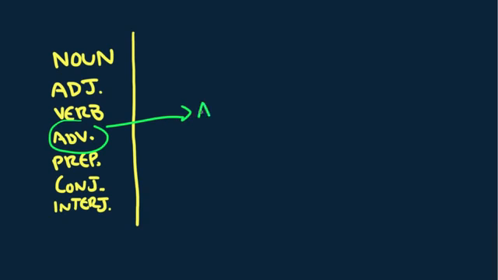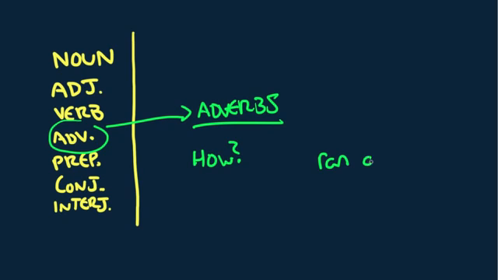Adverbs. Adverbs, basically adjectives for verbs. You know, once nouns started getting adjectives and started having things describing them, verbs got a little bit jealous. They're like, we need adjectives too. So they made adverbs. Adverbs are things that describe verbs. They basically answer the question of how. How? So if you ran, how did you run? You ran quickly.